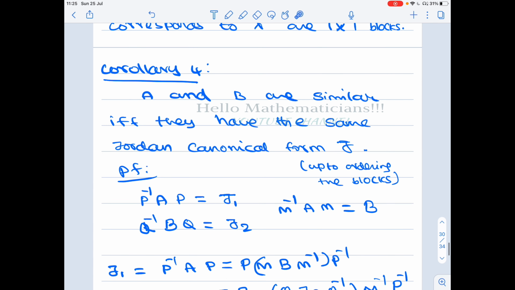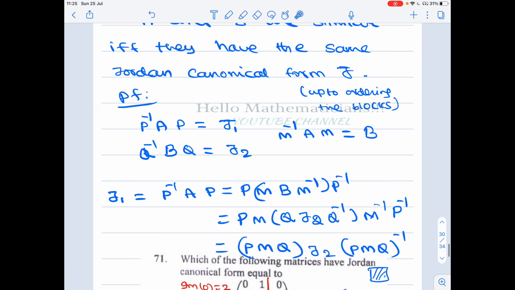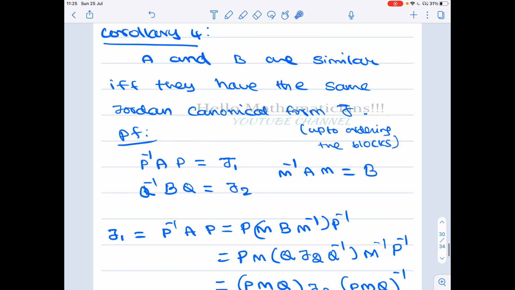Now corollary 4: if A and B are similar matrices, then they have the same Jordan canonical form. So to prove two matrices are similar, you can just check whether they have the same Jordan canonical form. Again, the same Jordan canonical form means up to ordering of the diagonal blocks, because we saw that if you reorder the blocks, the Jordan matrices are still similar. Let's see why it is true. The proof is simple. Then we will see some problems.